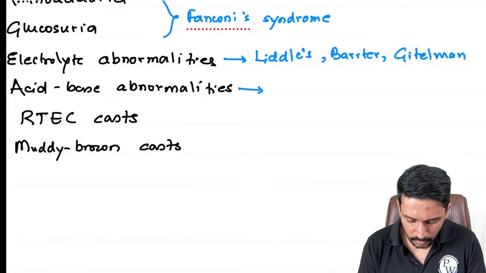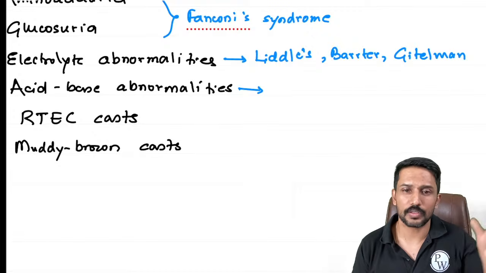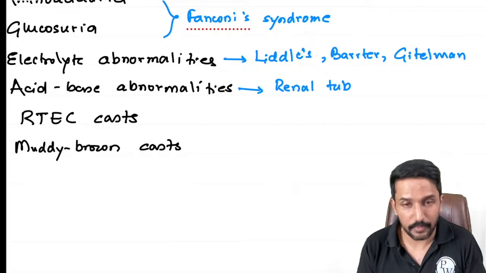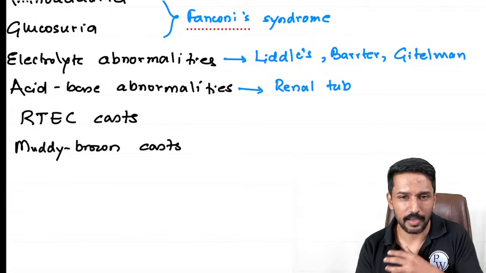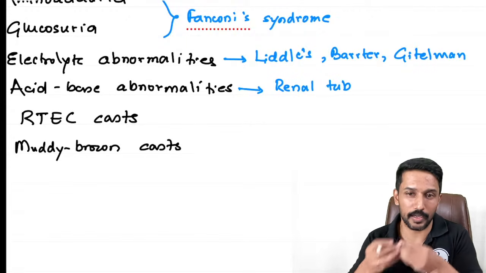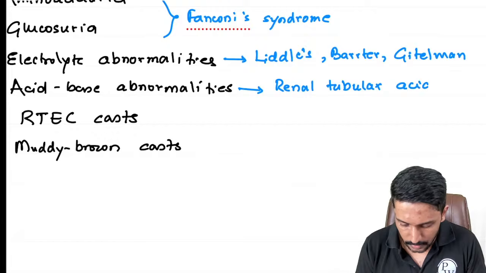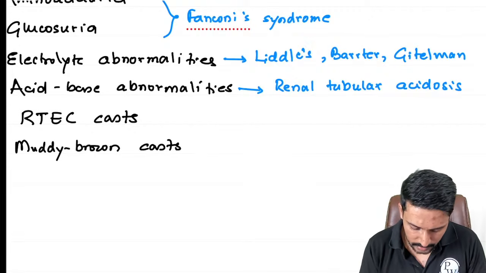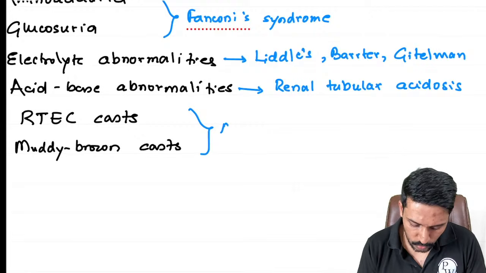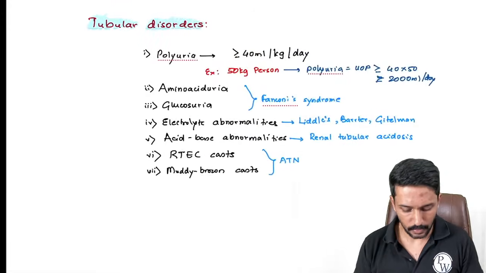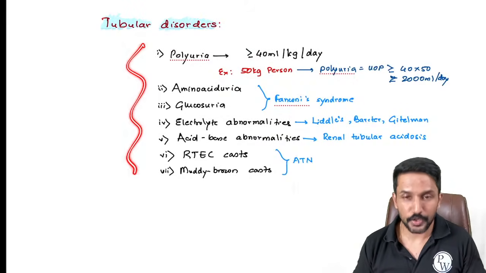Then acid-base abnormalities. Apart from your other causes for acid-base abnormalities, you can have renal tubules selectively having dysfunction of either the acid excretion or bicarbonate reabsorption. In that case, we will call it renal tubular acidosis. And these RTEC casts and muddy brown casts are usually pointing towards acute tubular necrosis. Okay, so these are all features of tubular disorders.